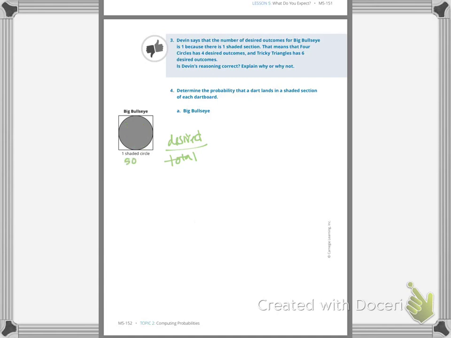It said earlier that it was a 50 by 50. So then the radius is 25. So I'm going to do pi r squared as my desired, over my total shape, which is a square, so 50 by 50. So I'm going to type in pi r squared, 1963.5, all over 50 times 50, which is 2,500. Okay, so if I do 1963.5 divided by 2,500, I have a 78.5% chance of hitting the big bullseye, the shaded section in it.